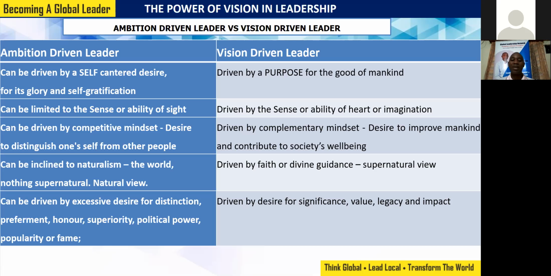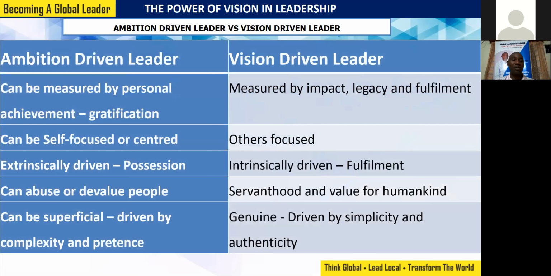What change are we bringing? What value are we adding to the people that we are leading? What legacy shall I leave behind? These are aspects that vision-driven leaders, they keep on asking themselves. A few more differences. Ambition-driven leader can be measured by personal achievement, can be self-focused or centered, is extrinsically driven. We try to weigh and probably evaluate the value of a person based on possessions. Can abuse or devalue people. Ambition-driven leader, there is possibility that such a leader can abuse or devalue people.